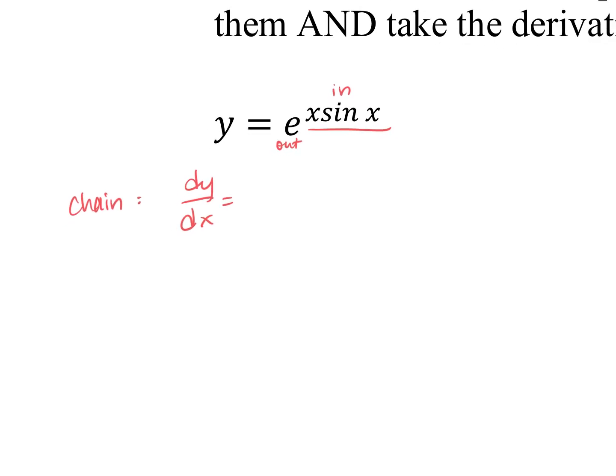What would the derivative of my outer get me? e to the x, yeah, it's the same thing, e to the x sine of x, times the derivative of the inner. What do we have to do now to take the derivative of the inner? Yeah, we gotta do product rule. So first we did chain rule, and now we gotta do product rule. I'm gonna even just put that right here. We gotta do product rule.